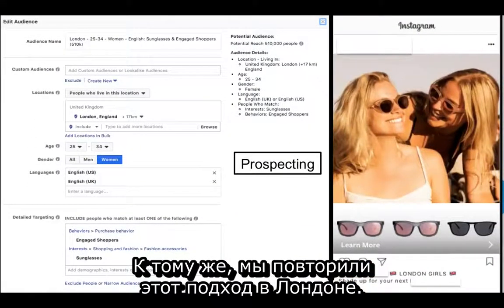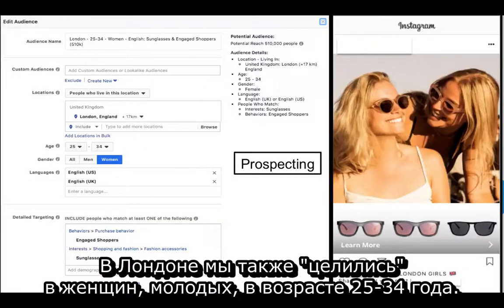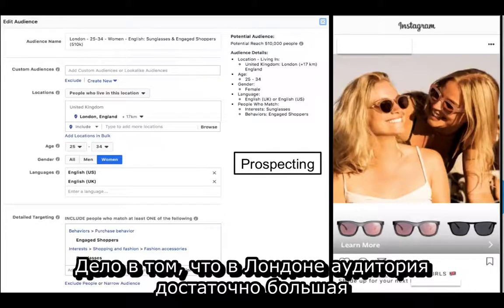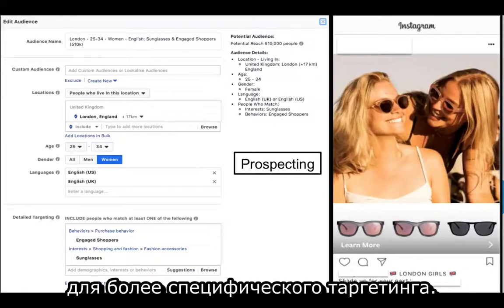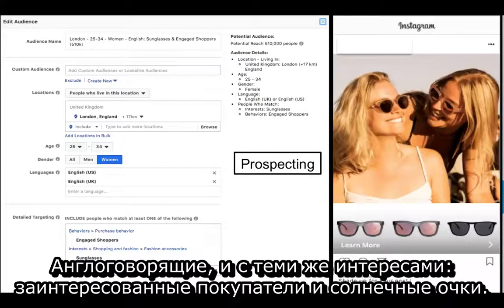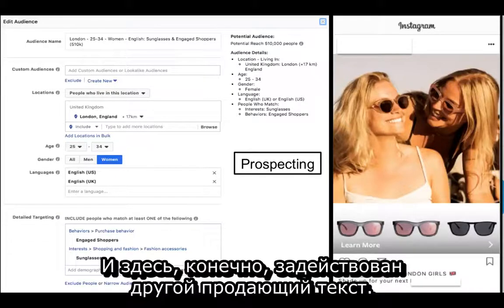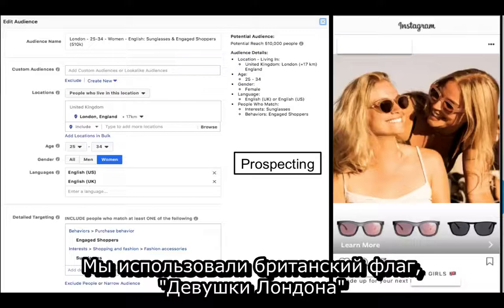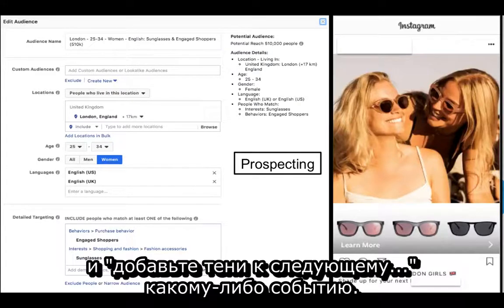However, we did a similar approach in London, for example. In London, we also targeted women, a younger group, 25 to 34, because the London audience is very big, so you can target even more specifically: only 25 to 34, speaking English, with the same interests, engaged shoppers or sunglasses. And here we used, of course, another copy, so we used the British flag, London girls, shade up for your next whatever event, okay?